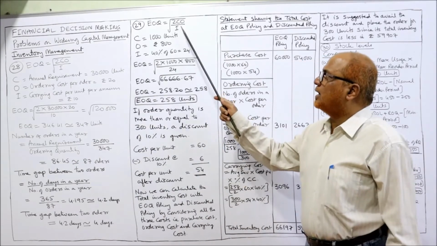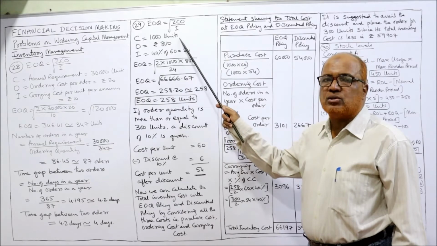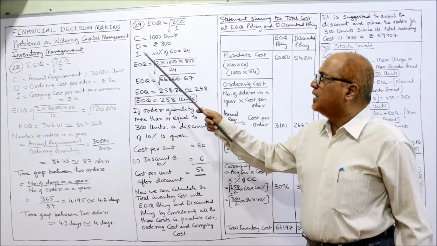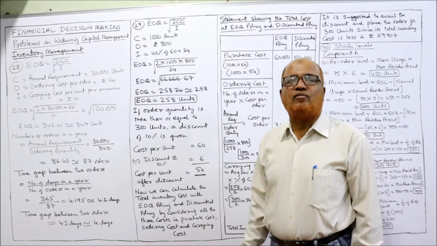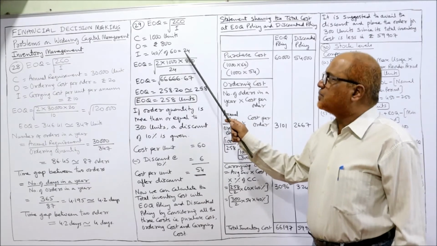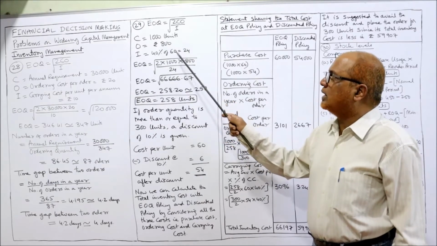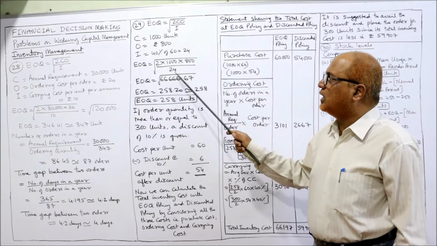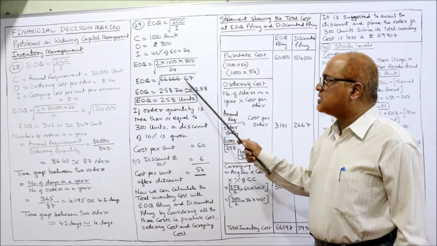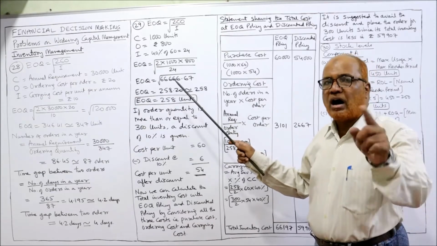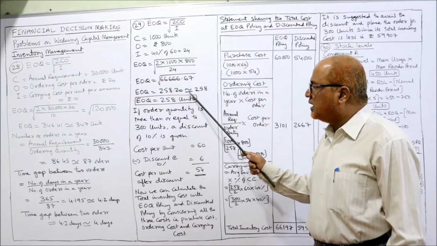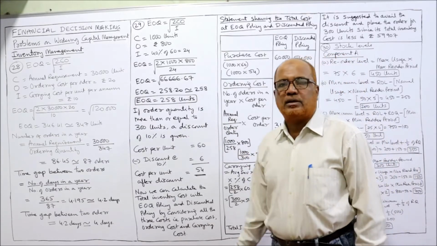EOQ formula, square root of 2CO by I. Annual requirement 1000 units, ordering cost 800 rupees per order, given in the problem, inventory cost 40% of cost per unit. So 40% of 60 rupees comes to 24. Substitute all the values: 2 into 1000 into 800 divided by 24 under root. You are getting 66,666.67 under root. So after root, you are getting 258.20, approximately equivalent to 258 units.